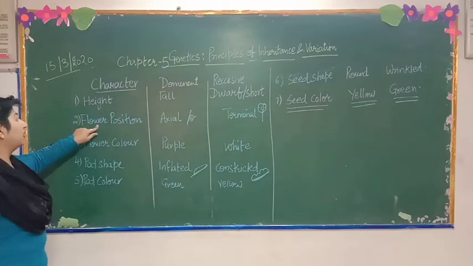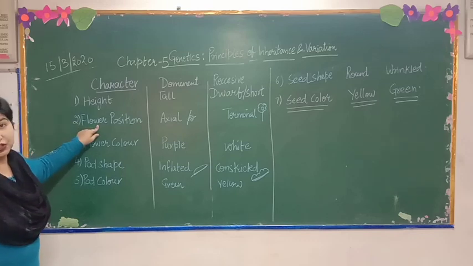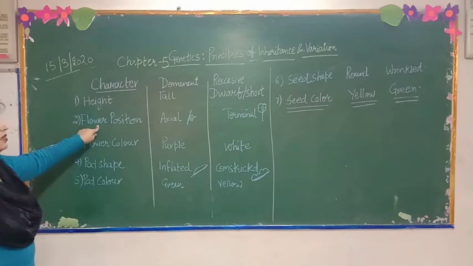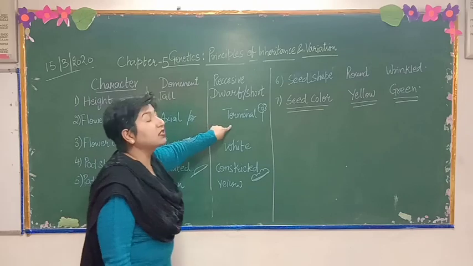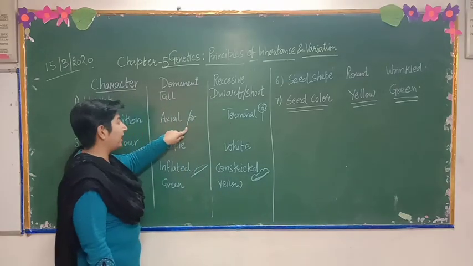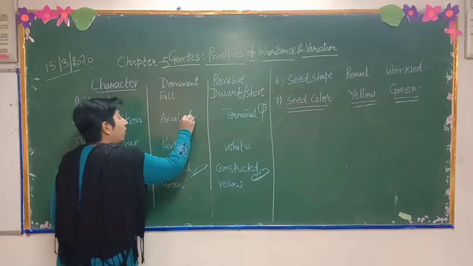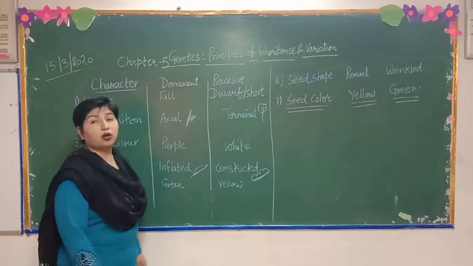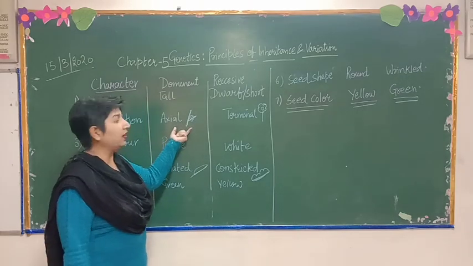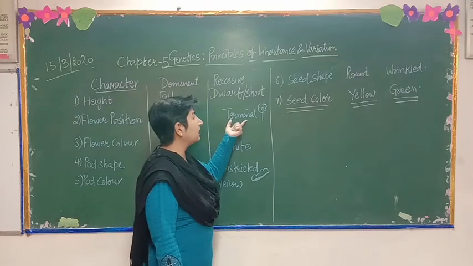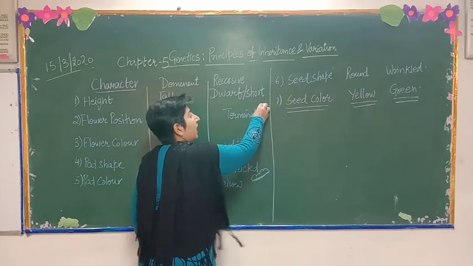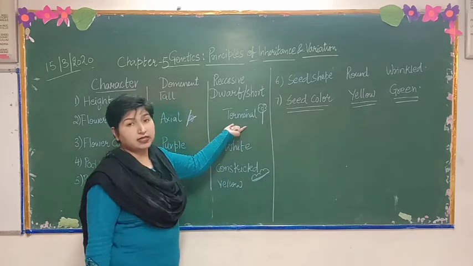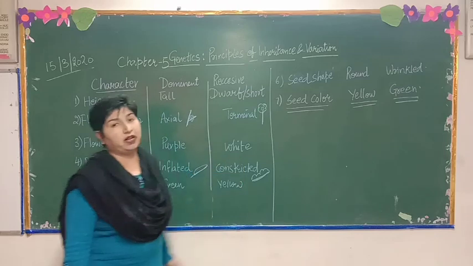The second character is flower position. There are 2 ways in which the flower is positioned in a plant. The flower position is either axial or terminal. As you can see in the diagram, axial means the flower is born on the branch. That is called the axial position of a flower, and the other, recessive one is the terminal position of the flower, in which the branch ends with a flower on the top. This is called the recessive terminal position in pea plant.